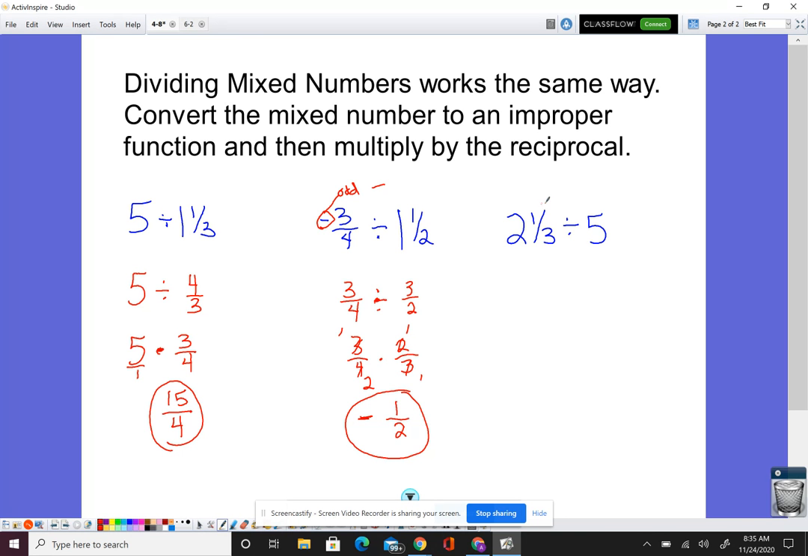And then this one, the mixed number is in the front, doesn't matter. So we'll make this into 7/3 divided by 5. Then it's going to become 7/3 times 1/5. The reciprocal of 5 is 1/5. And our final answer is going to be 7/15. Questions?